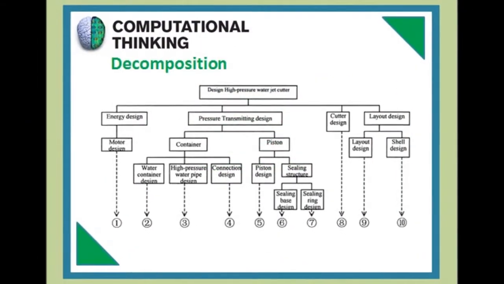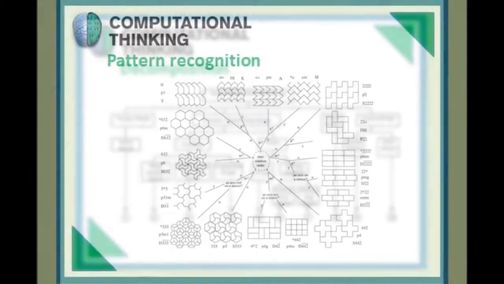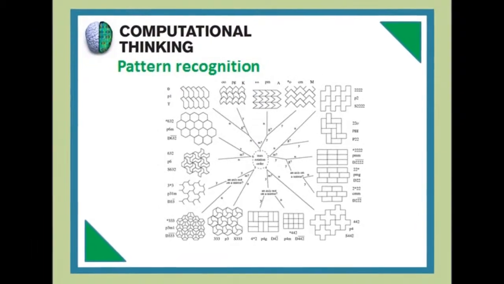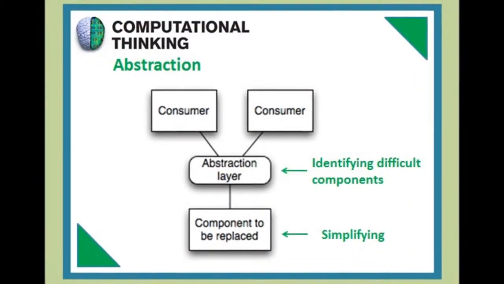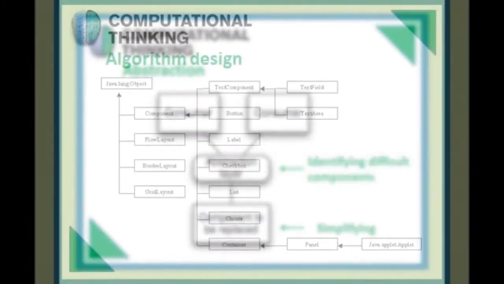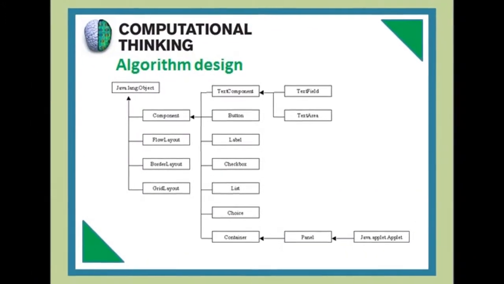Decomposition involves breaking down what is needed. Pattern recognition involves deciding what is going to happen. Abstraction involves simplifying certain aspects. And algorithm design involves writing a code.